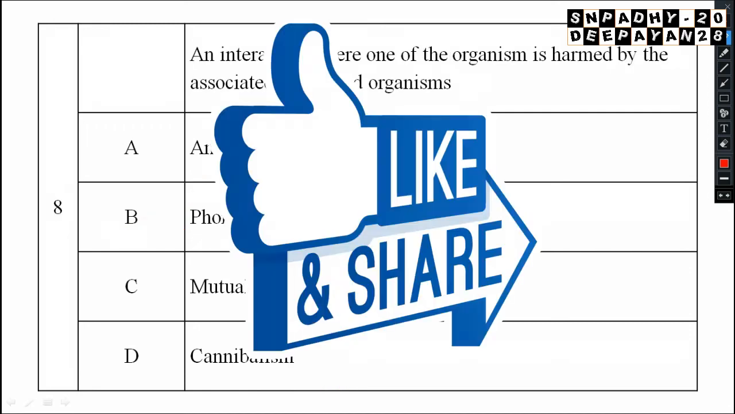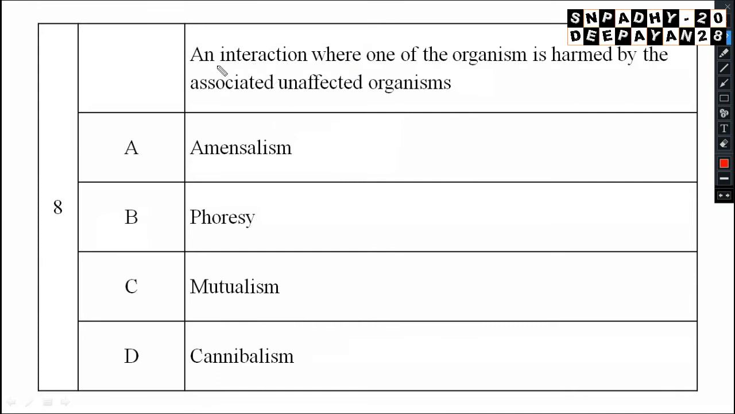Coming to the next question, an interaction where one of the organisms is harmed by the association and the associated organism will be unaffected. That means here one is getting the harmful effect, another one is neutral. That is known as what? Your amensalism. Yes or no? These three are not the answer. So the answer is amensalism.